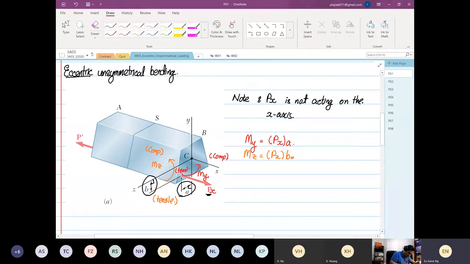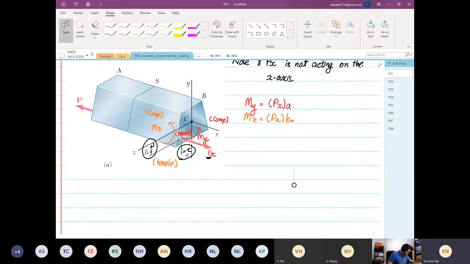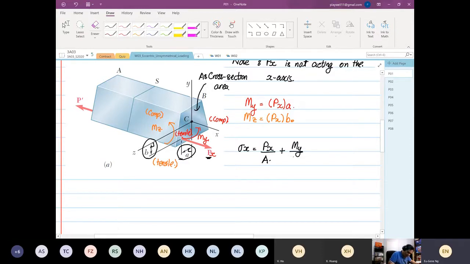For this case, our bending stress, stress X, is equal to Px divided by A, where A is the cross-sectional area, plus My over Iyy multiplied by Z, plus Mz over Izz multiplied by Y. So this is the formula.